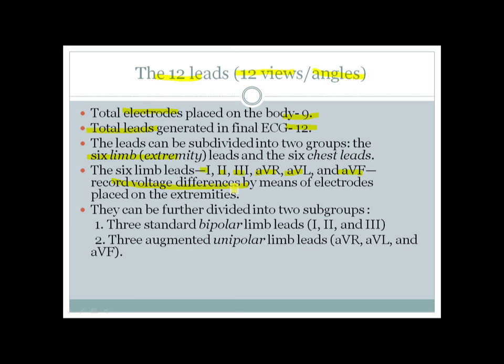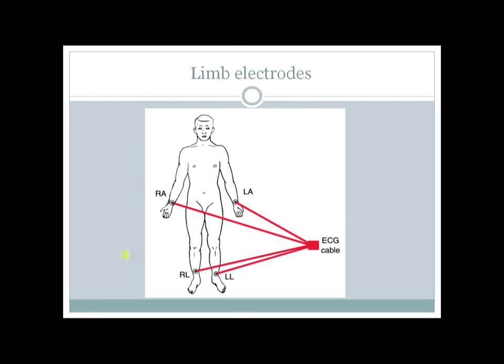So three extremity electrodes create 6 extremity leads, and those extremity leads can further be divided into 2 subgroups, which are bipolar leads and unipolar leads. Leads 1, 2, and 3 are bipolar leads. Leads AVR, AVL, and AVF are unipolar leads.